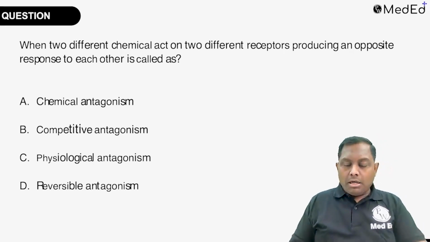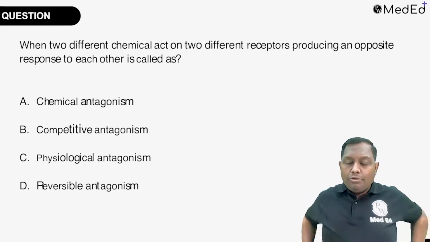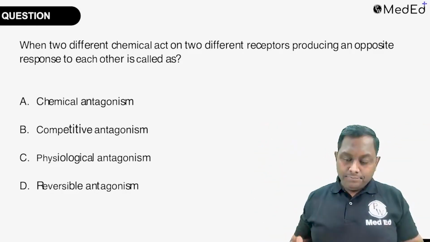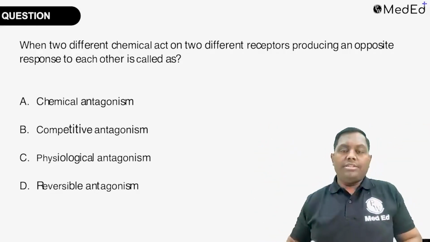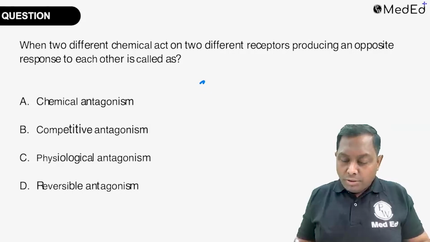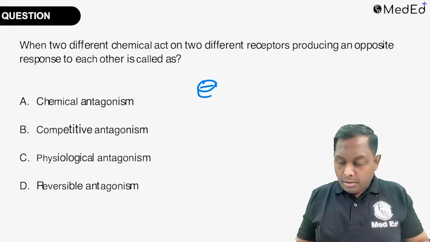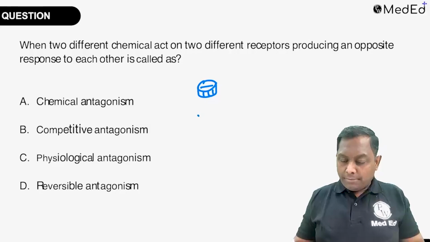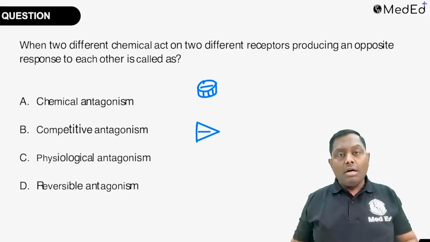When 2 chemicals act on 2 different receptors producing opposite responses to each other, this is called 2 agents acting at 2 different sites. So let us say we are having 2 agents. We have one drug here and one more drug here, and it is saying that both these agents are working at different sites and producing opposite action.